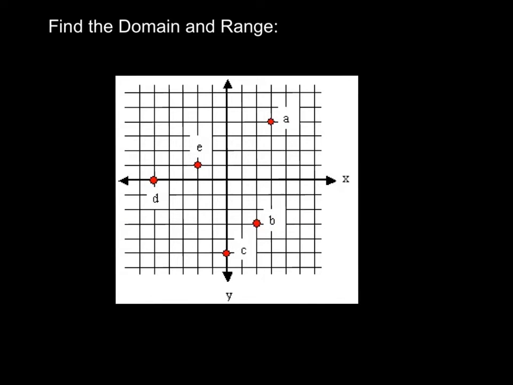If we're asked to find the domain and range of points on a graph, we simply need to label and name where the points are located. So for example, this point is located at -5 on the x and 0 on the y. This point is located at -2 and +1.